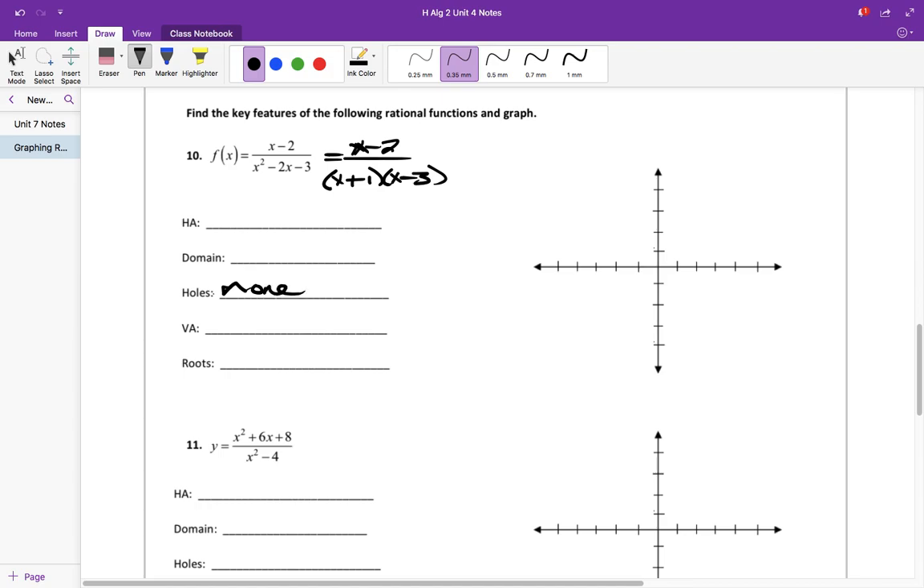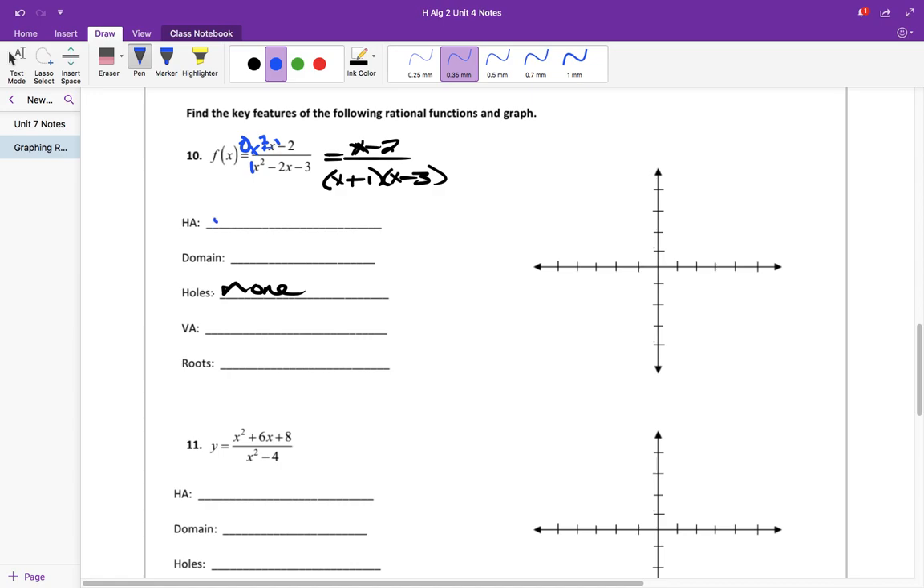Let's now look at our horizontal asymptotes. If you notice for this one, our degrees are different. Your numerator has a degree of 1, the denominator has a degree of 2. What you can think about this as is, if your numerator had a 0x squared in front of it, then they would have the same degree.